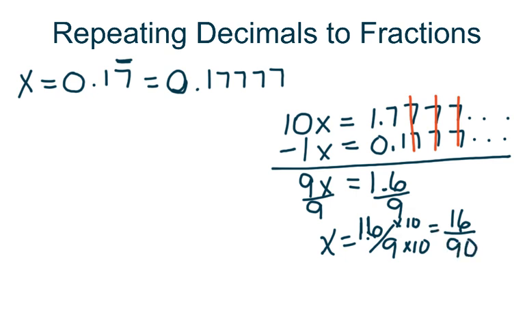So we have 16 over 90, but this 16 over 90 is not reduced. We can still divide both of those by 2. If we divide 16 by 2, we get 8. We divide 90 by 2, we get 45. So our final answer is 8/45, which is equal to 0.17 repeating.